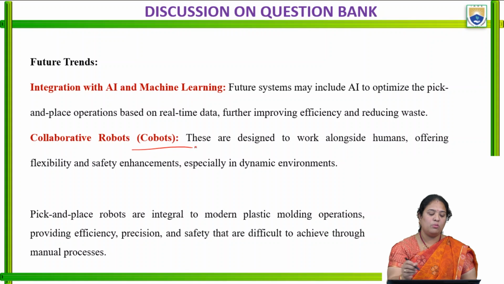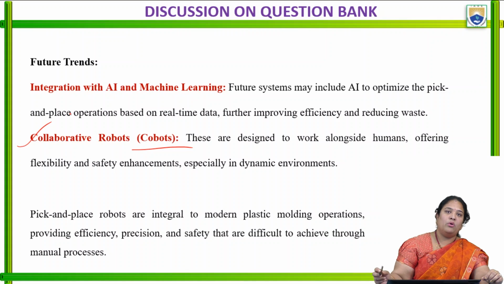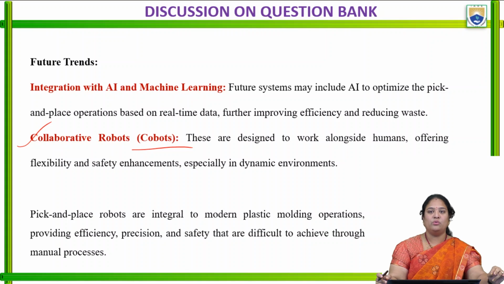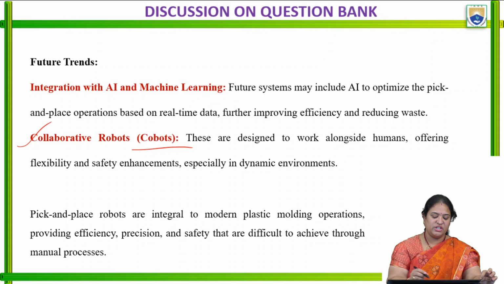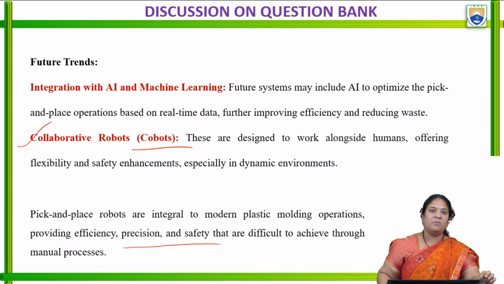Next are cobots. Cobot means collaborative robots. They are designed to work alongside humans, offering flexibility and safety enhancement, especially in dynamic environments. This is also one of the important future trends we come across in pick and place operation. Overall, pick and place robots are integral to modern plastic molding operations, providing efficiency, precision, and safety that are difficult to achieve through manual processing. So this is about the pick and place operation in plastic molding.